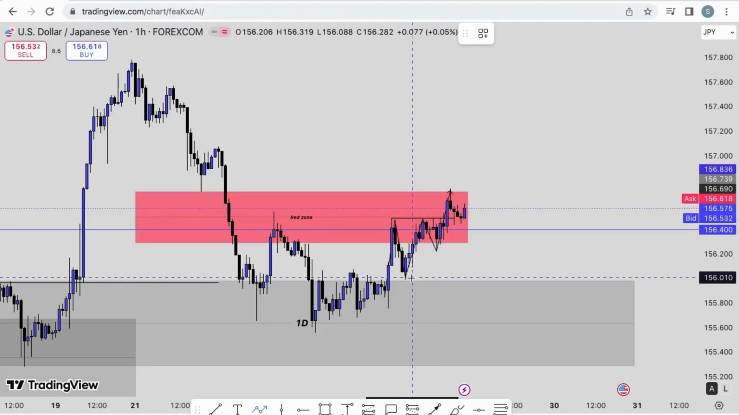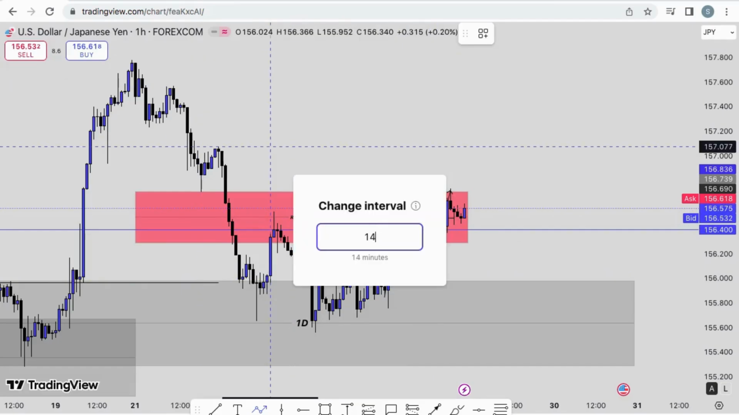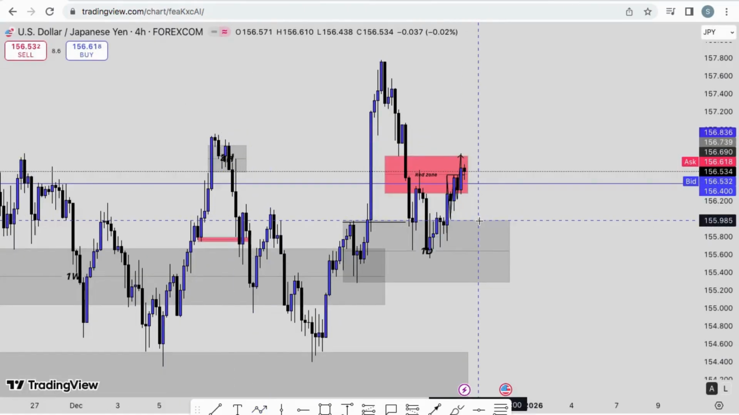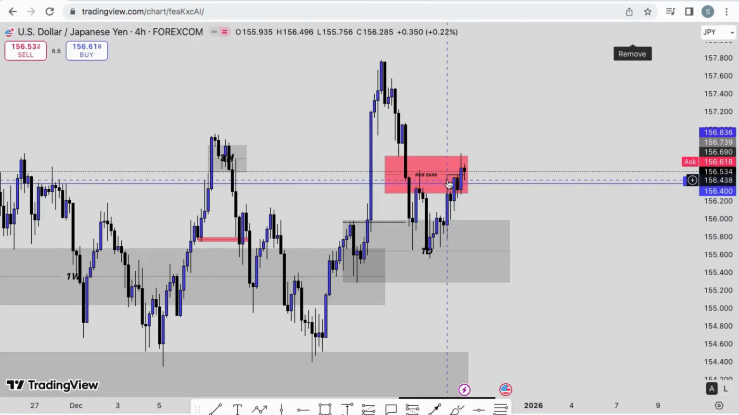But this did not happen on the daily. It happened primarily on the 4 hour time frame. As you can see, here is that entry into that red zone. Here is that drop. So technically it happened on the 4 hour time frame.